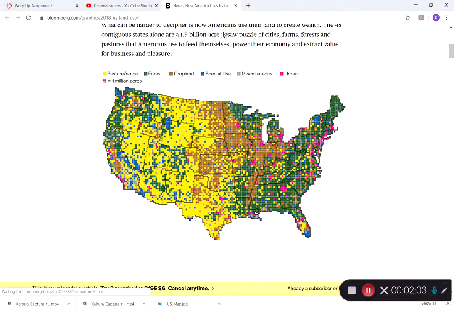If you look at land use across the country, you can see the breakdown between pasture and range, which is basically just open space, and croplands. Obviously, in the breadbasket here in the upper Midwest, we're growing a lot of food. Special uses are things like military bases, other things like that, national parks. Miscellaneous is just unclassified, then urban, and you can see the urban centers. So that gives you an idea of what it looks like nationally.